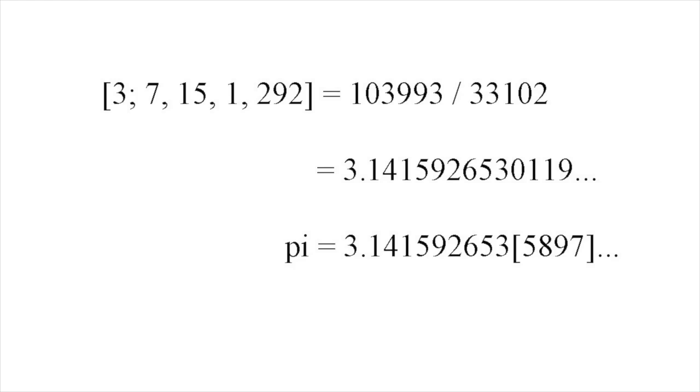Most continued fraction quotients are small numbers, 1 or 2, so the appearance in the continued fraction of pi of a number as large as 292 so early in the expansion is unusual. It also leads to an extremely good rational approximation to pi. [3, 7, 15, 1, 292] equals 103,993 over 33,102.